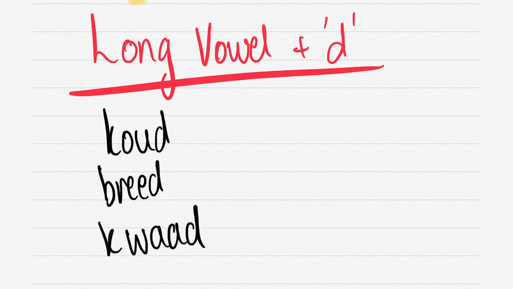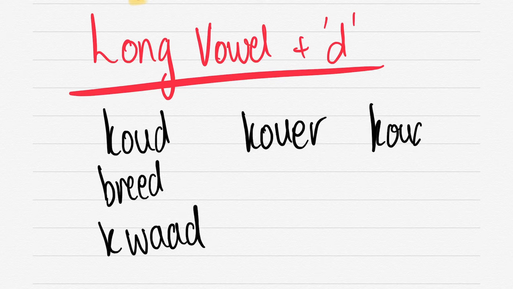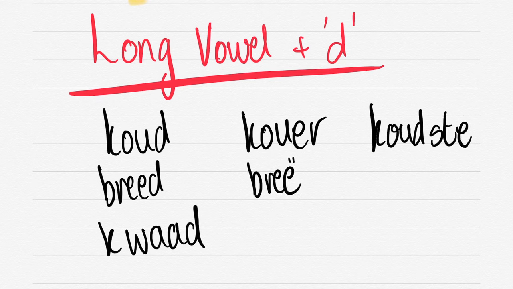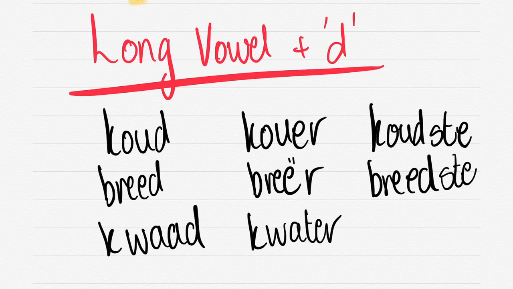Let's do the long vowel plus D. You've got koud, breed, kwaad. Kouer, we just change the D to an ER and add STE for the third. Breed, breër, you can't have three E's in a row, so you just change that to an E with a deelteken to get breër.